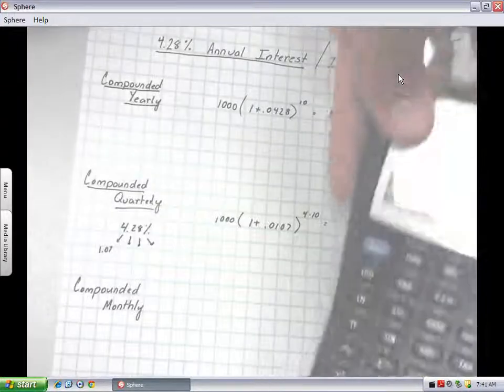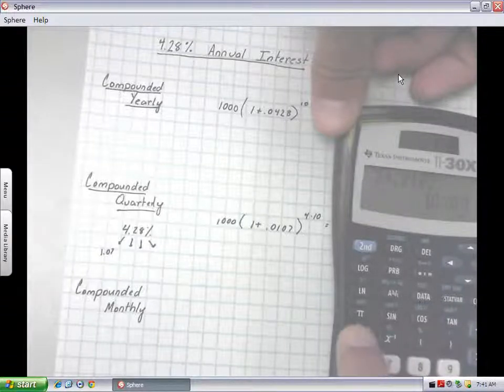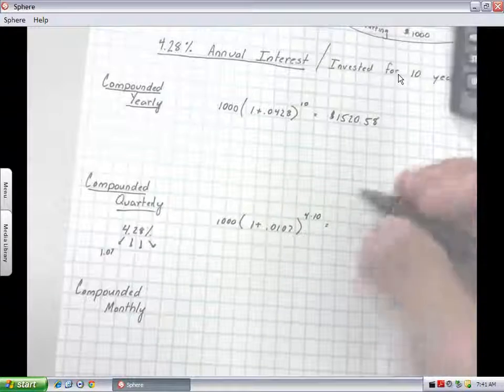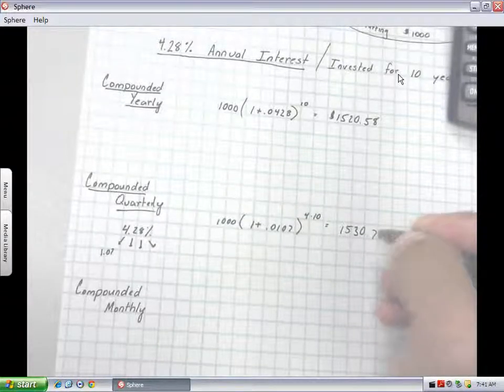So again, using my calculator, 1 plus 0.0107 raised to the 40th power times 1,000. So this time we got a little bit more money, $1,530.70.